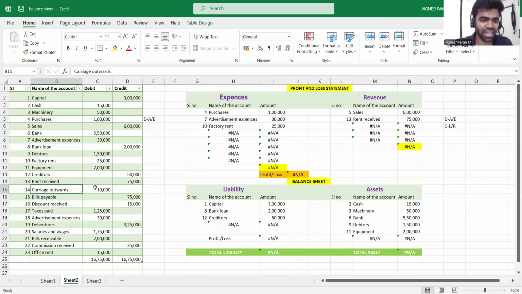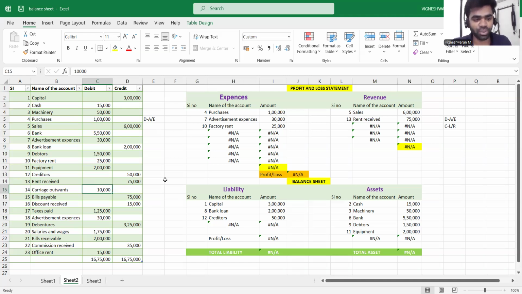Carriage outwards. So what is the meaning? Let it be. First, you may not know the meaning of that. No problem. It is in the debit side. Debit means it should either be an asset or an expense. Does carriage outwards make any sense as an asset? Assets are something which we own, right?